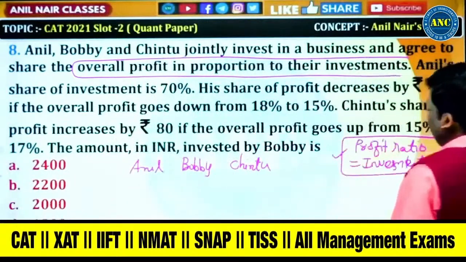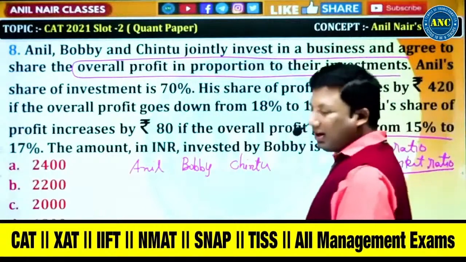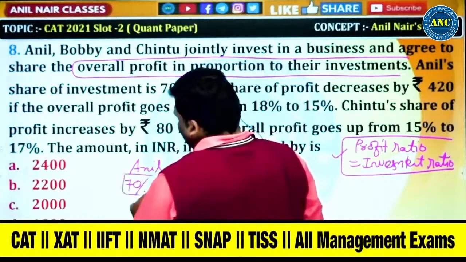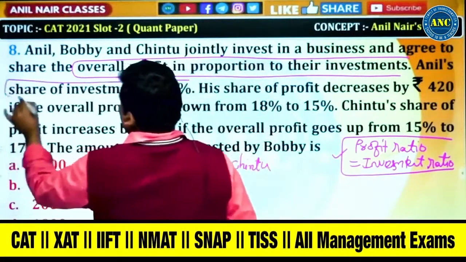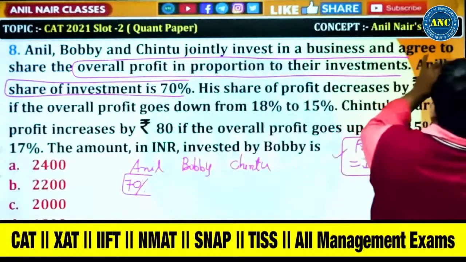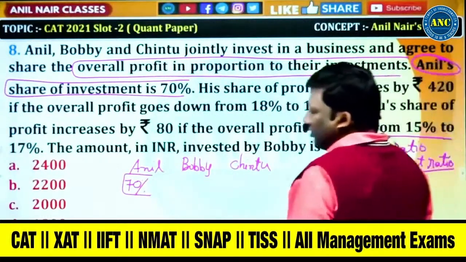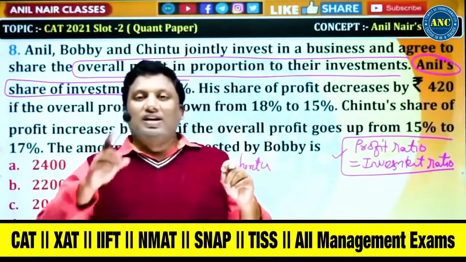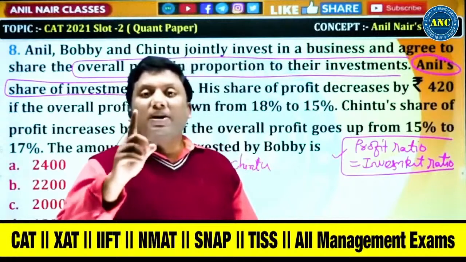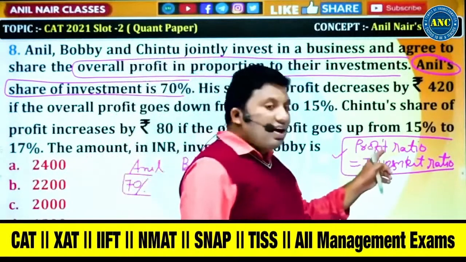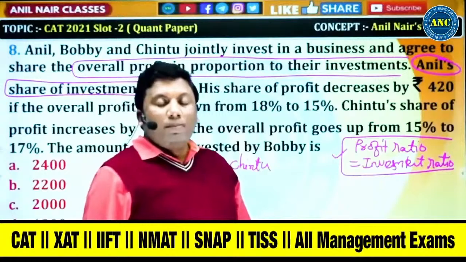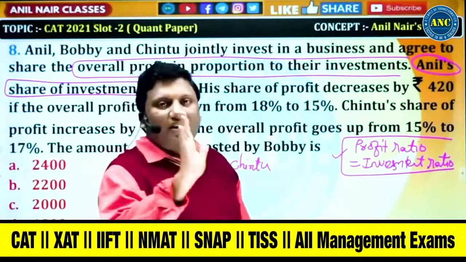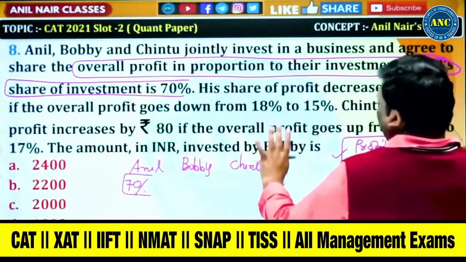Anil's share of investment is 70%. This statement is very, very important to me. Anil invested 70% of the total investment. That means he will get 70% of the total profits. Why? Because profit ratio and investment ratio are both the same. He invested 70% of the total money, so he should get 70% of the total profit. That point is clear.